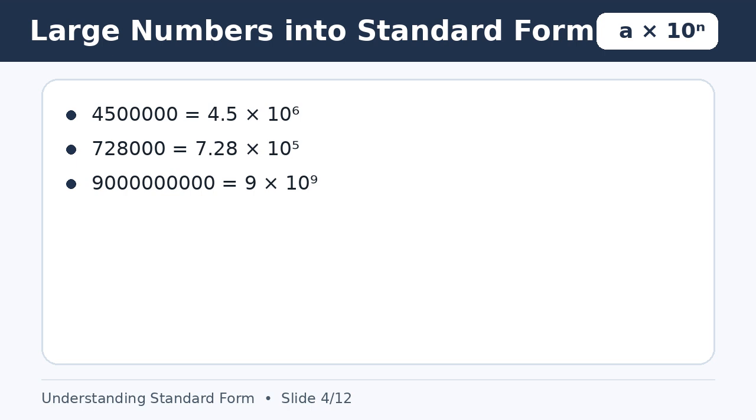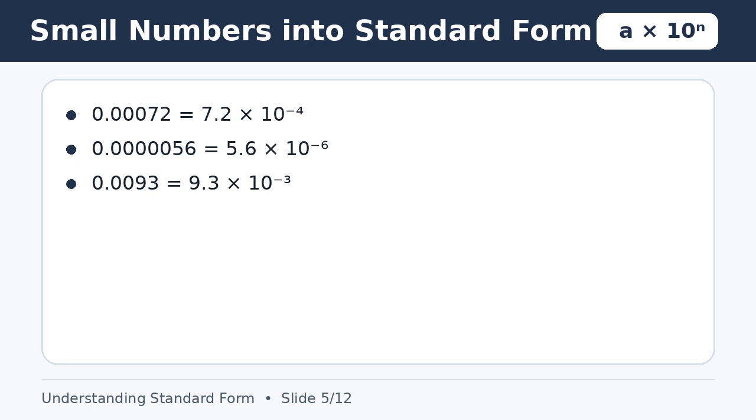Consider another example, 728,000. Move the decimal point so that only one non-zero digit remains before it. This gives 7.28 times 10 to the power 5. One more example is 9 billion. This becomes 9 times 10 to the power 9. The coefficient is exactly 9, which satisfies the condition that it must be at least 1 but less than 10.